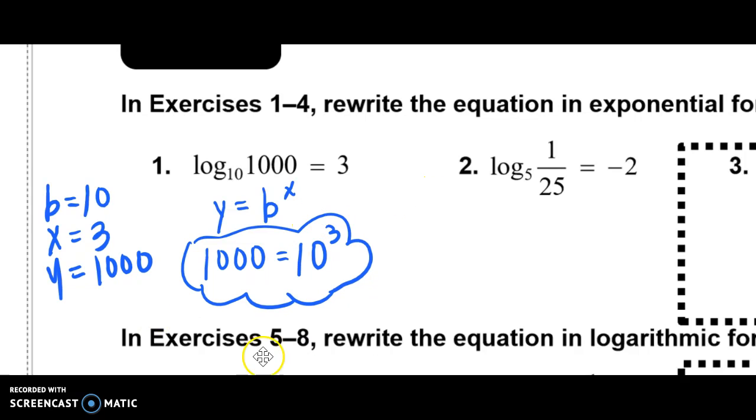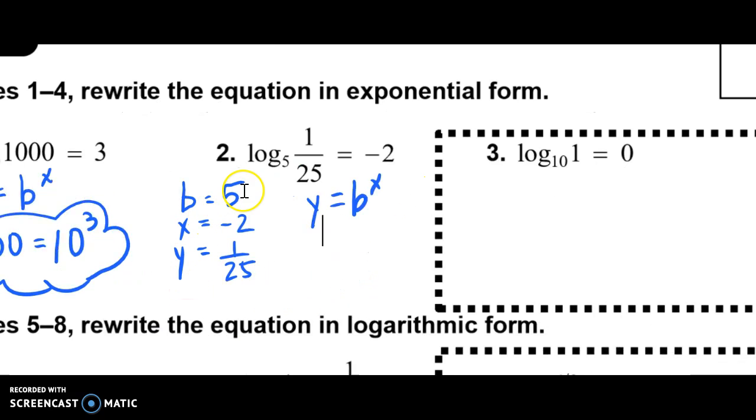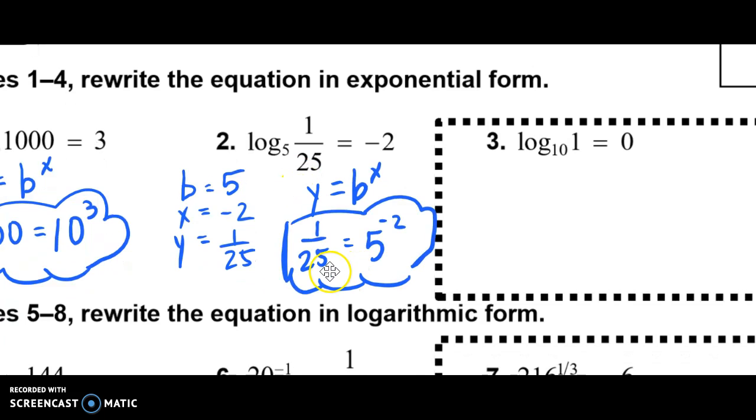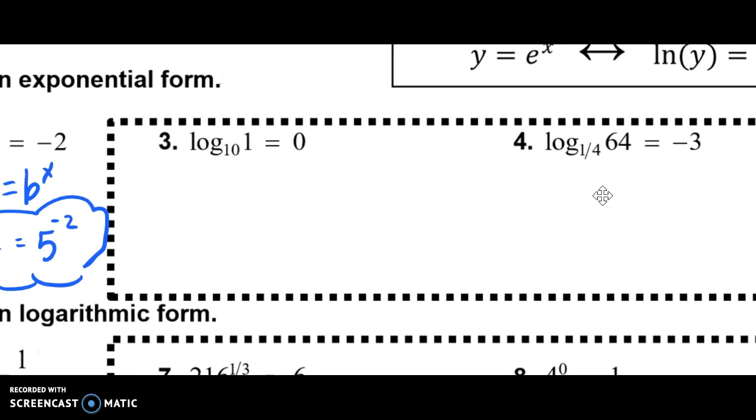Now let's move on to number 2. For number 2, our base is 5, our x is -2, and our y is 1 over 25. Now let's rewrite that. So our rewritten equation is 1 over 25 is equal to 5 to the -2. Now I want you to try number 3 and number 4 on your own.